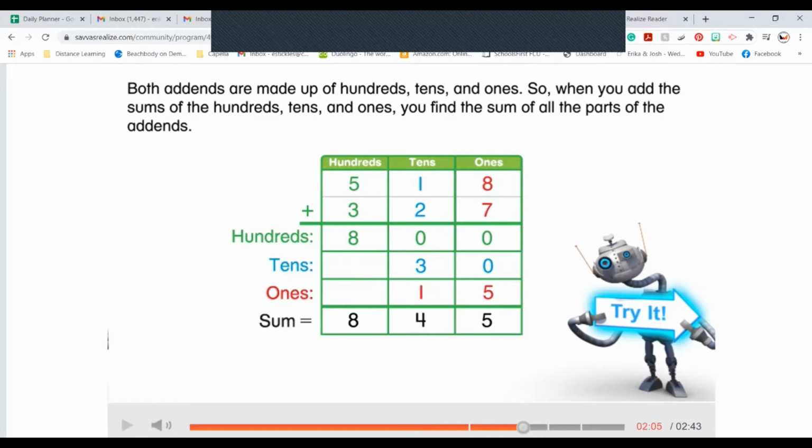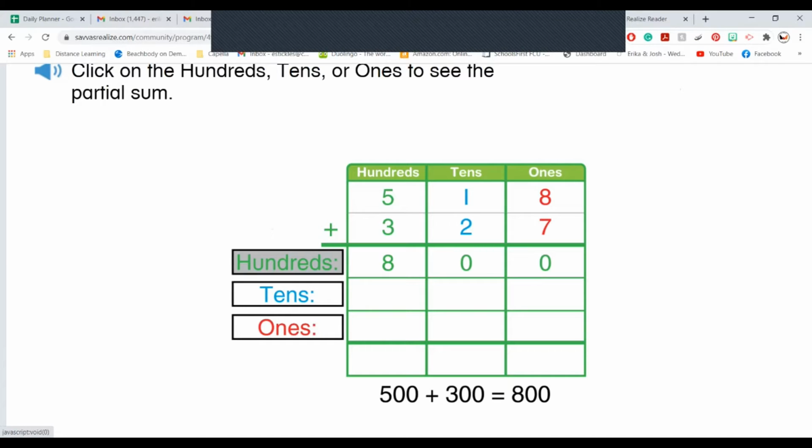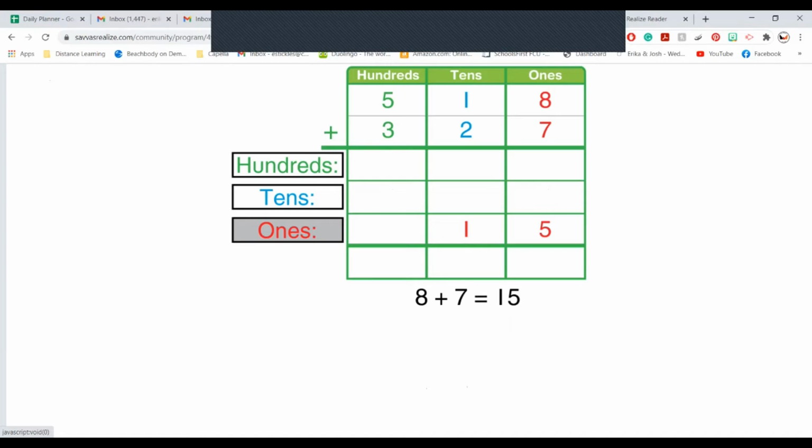Let's try it. It says click on the hundreds, tens, or ones to see partial sums. So I'm going to click on the hundreds. 500 plus 300 equals 800. That's the partial sum for the hundreds. 10 plus 20 equals 30. That's the partial sum for the tens. 8 plus 7 equals 15, which is the partial sum for the ones.